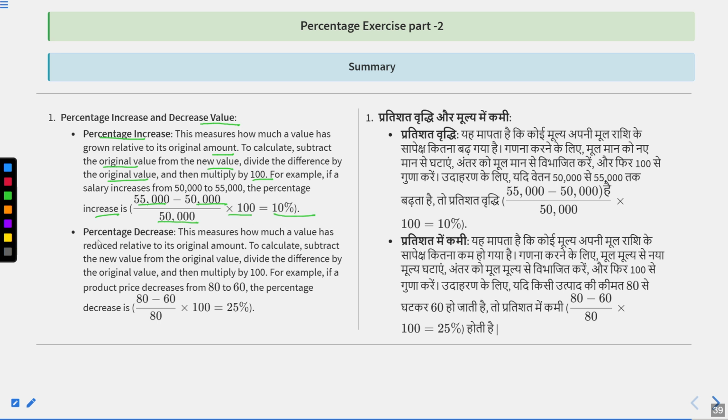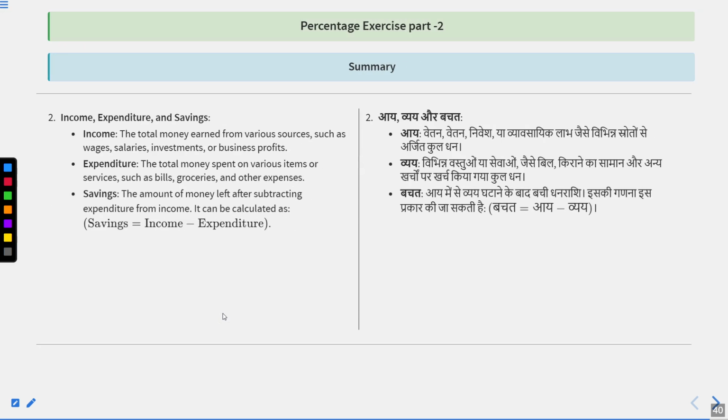In the same way, percentage decrease measures how much a value has reduced relative to its original amount. To calculate, subtract the new value from the original value, divide the difference by the original value, and then multiply by 100. For example, if the product price decreases from 80 to 60, the percentage decrease is 80 minus 60 upon 80 multiplied by 100, which is 25%. Okay, next one. Income, expenditure, and saving.